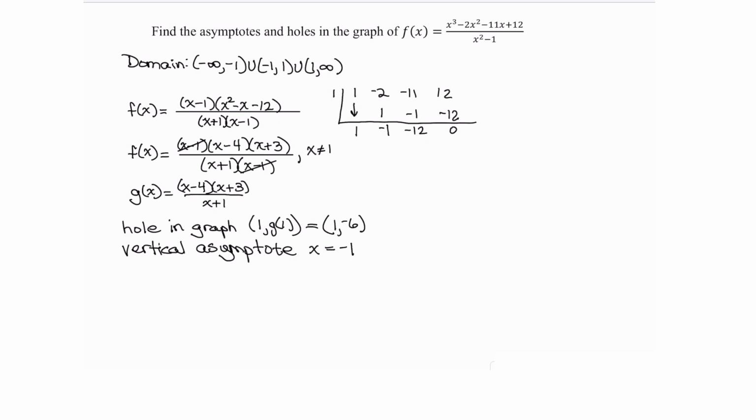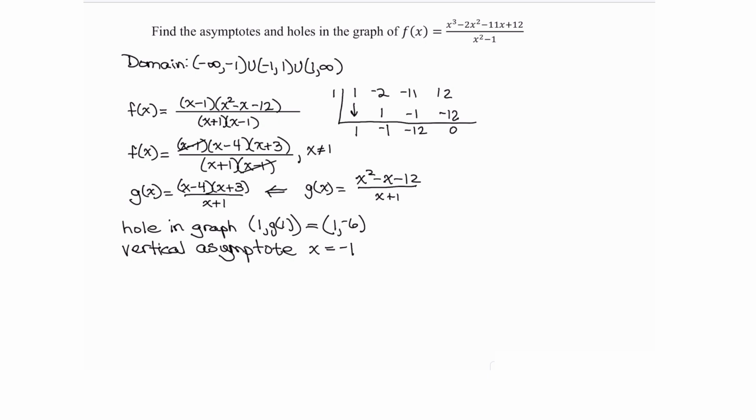And then lastly, what about the slant or horizontal asymptote? Well, we want to make sure that we do that horizontal, slant, or oblique asymptote portion from our simplified g of x function. And it's easier to get that if we have that multiplied out instead of in its factored form. So our g of x with the numerator multiplied out is x squared minus x minus 12 over x plus 1.